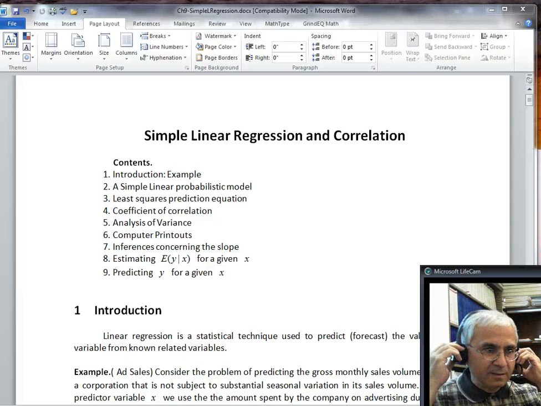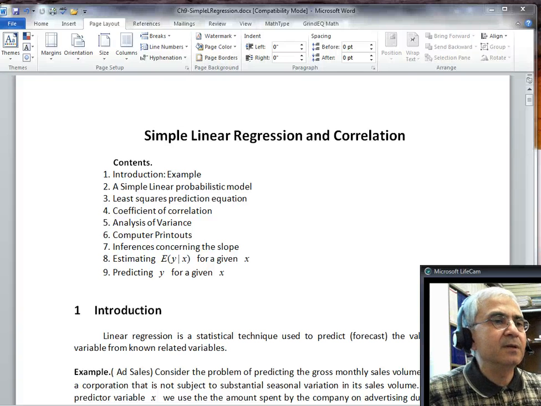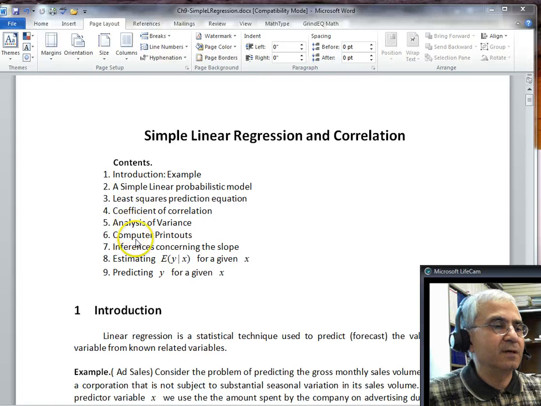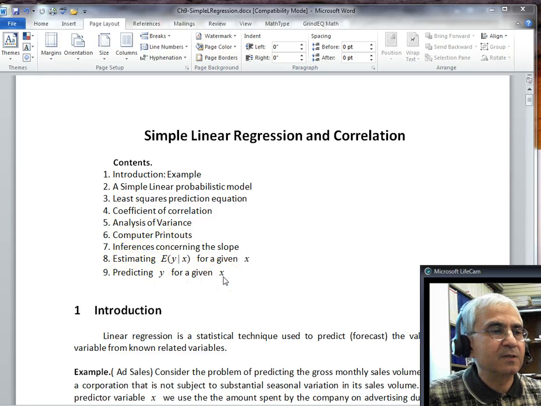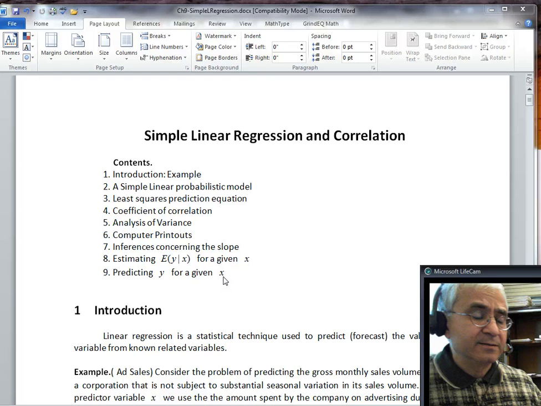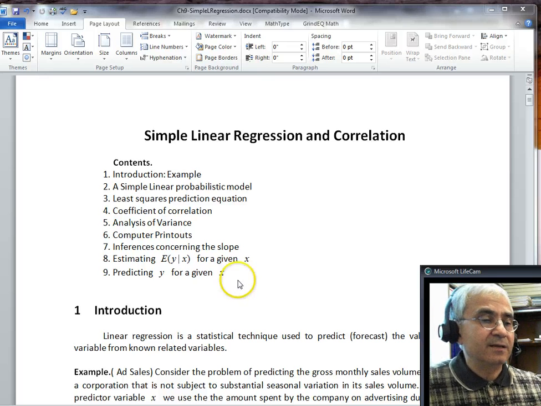Yeah, hi. This lecture is on simple linear regression and correlation, and you can see that there are quite a few topics we want to cover in a series of videos. Actually, the first five of them, and the sixth one is the computer printout, and the last three I'm just going to skip over. So let's start. What is linear regression anyway?